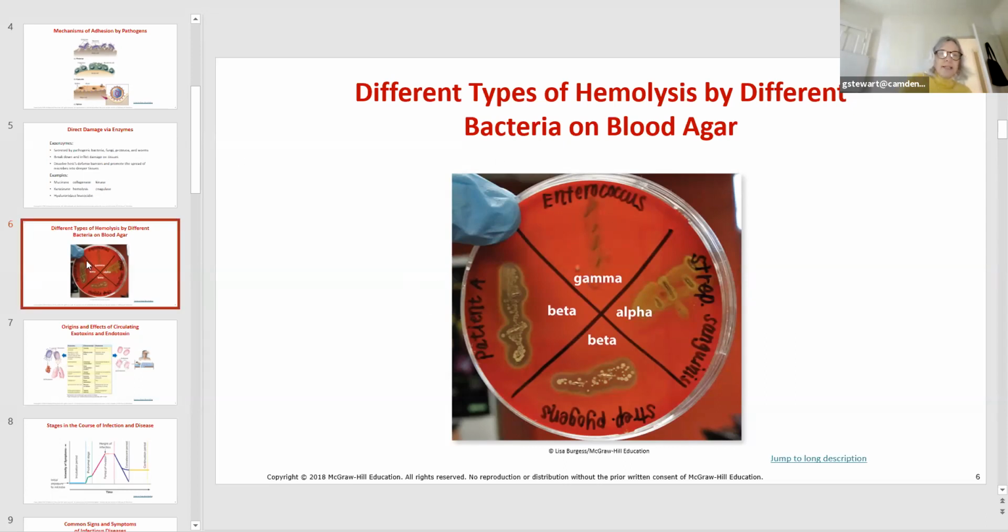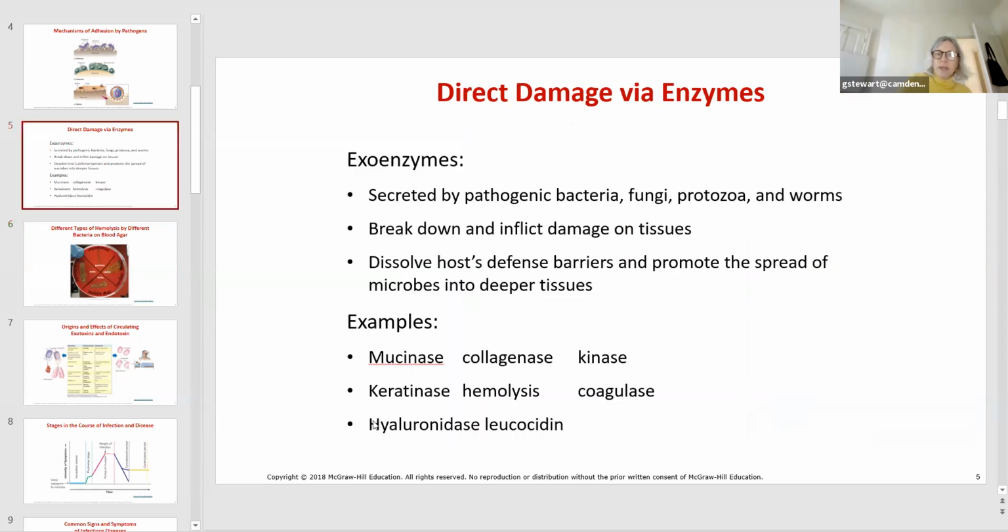The hyaluronidase, I do like to mention that one specifically. But the hyaluronidase is going to break down hyaluronic acid, which of course is another important component of connective tissue.